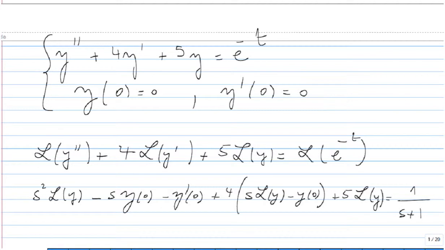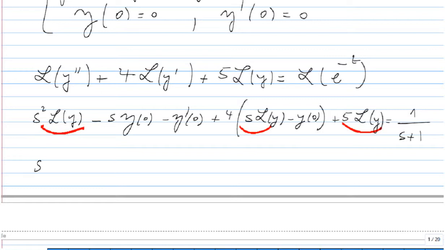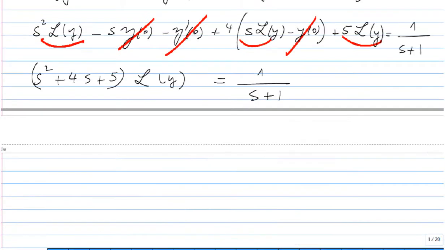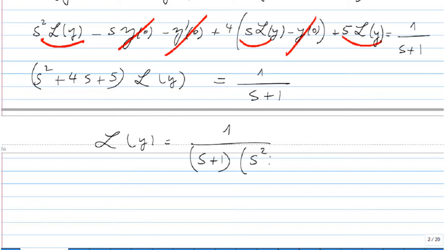So now let's put the stuff together. We have this term with this term with this term, together giving us s squared plus 4s plus 5 times Laplace of y. And then we have y of 0 is 0, y prime of 0 is 0, equals 1 over s plus 1. Therefore, Laplace of y is equal to 1 over s plus 1 times s squared plus 4s plus 5.